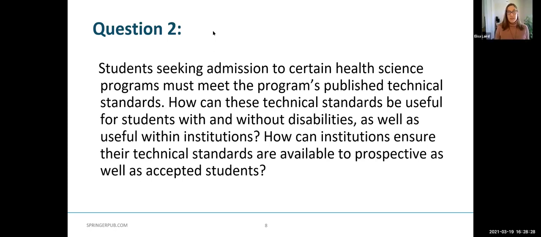For sure. And I think you're getting to a good point, which is that technical standards aren't meant to be a separate standard for students with disabilities as compared to the other students in the program. Everybody's got to meet the same standards. It's just a matter of whether accommodations can help the students with disabilities meet those.